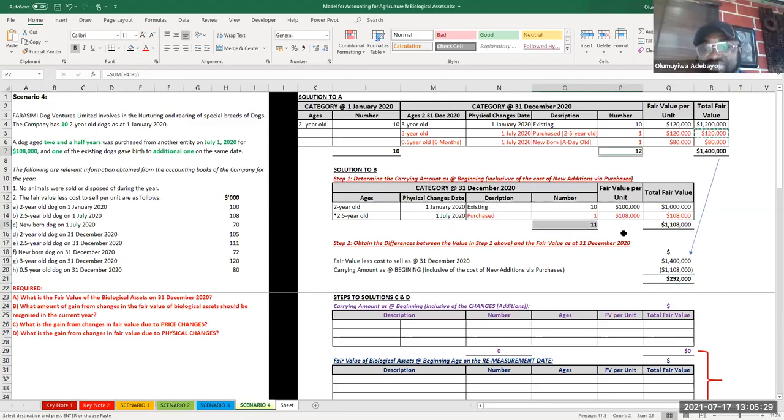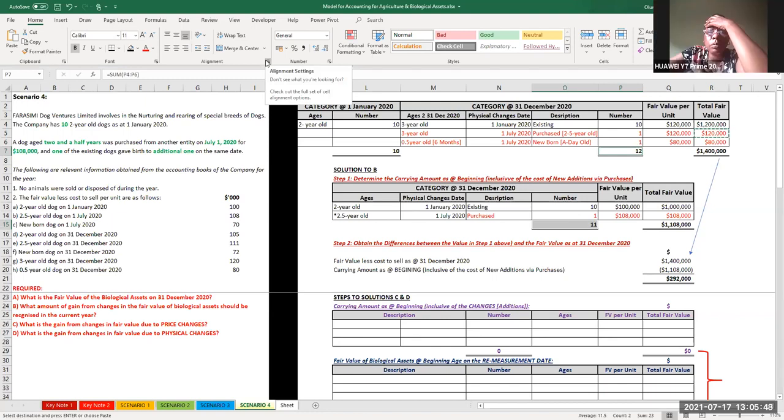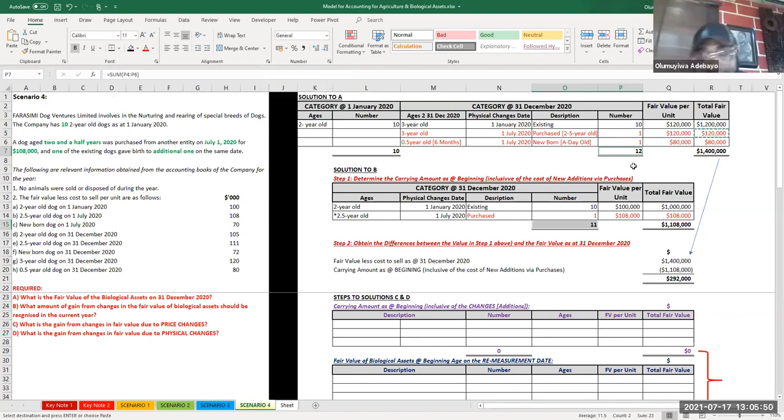But there's something here. This is 12. Yeah, there's one missing. Where is the one coming from? The one is a newborn by way of procreation. It's a gift to me. It comes at zero cost to me. Which means if I put the cost here, it will be zero because I didn't incur any cost in having it, like the one I purchased. Therefore, it's part of my total gain.